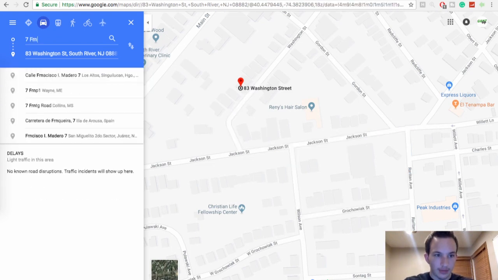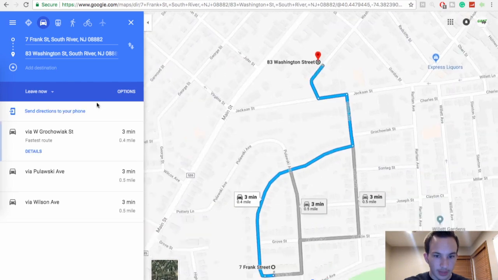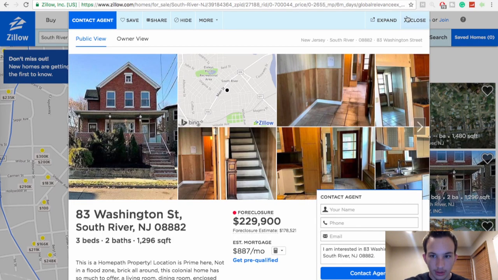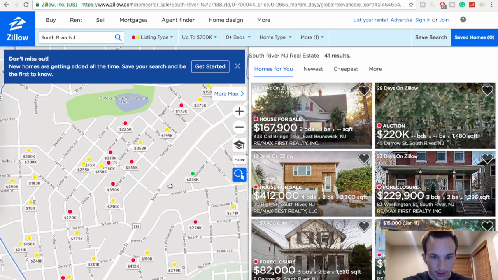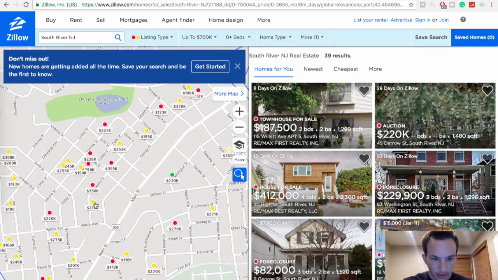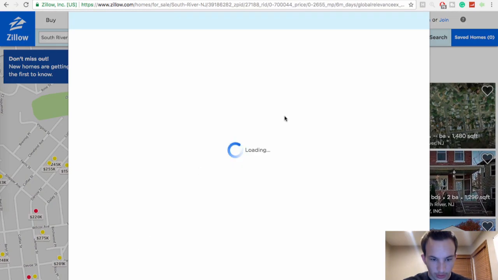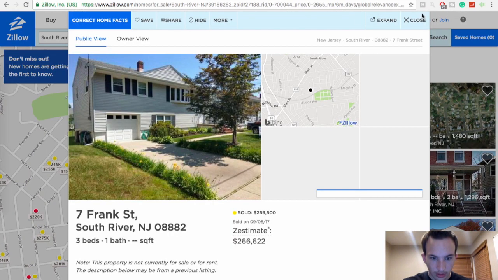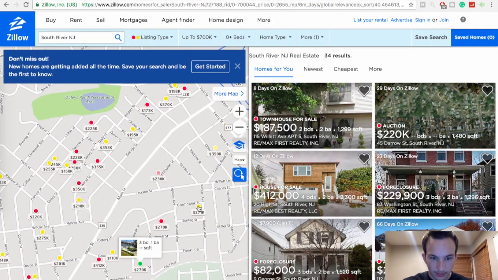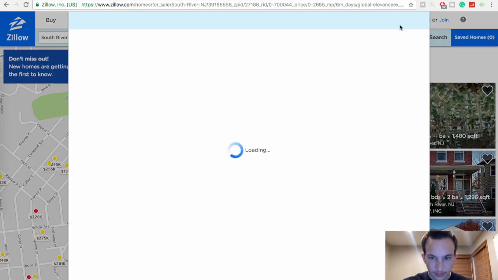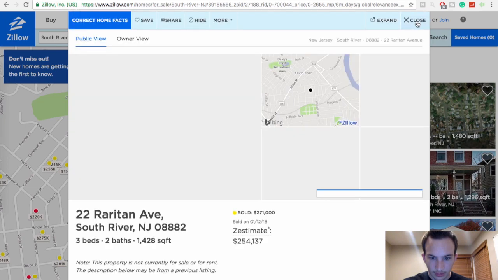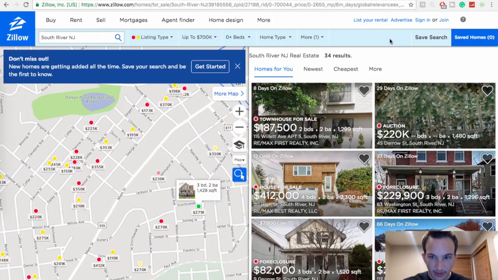So I'm going to type in 7 Frank Street. See how far that one is. That one's 0.4 miles, so that's good. And then one more. I could do 7 Frank Street. $270. This is 4-bed.